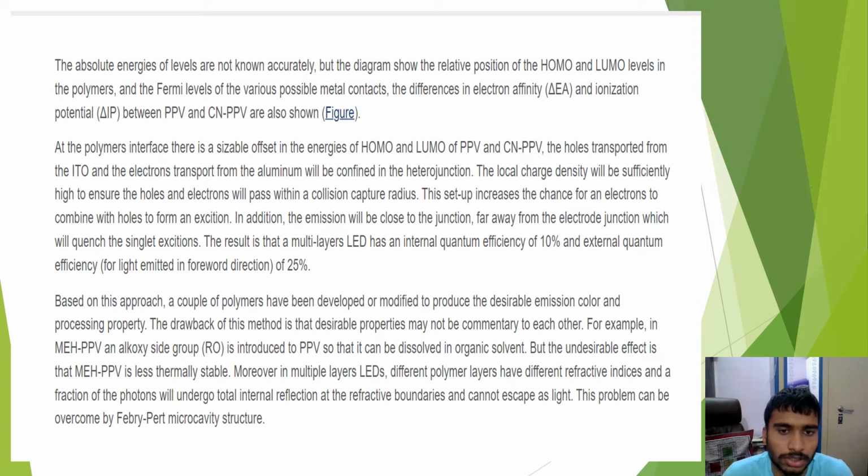In addition, the emission will be close to the junction, far away from the electrode junction, which would quench the singlet exciton. The result is that a multi-layer LED has an internal quantum efficiency of 10%, and an internal quantum efficiency for light emitted in the forward direction of 25%.